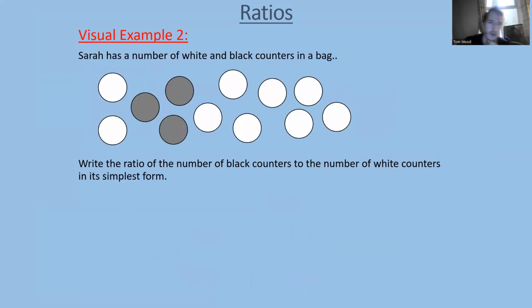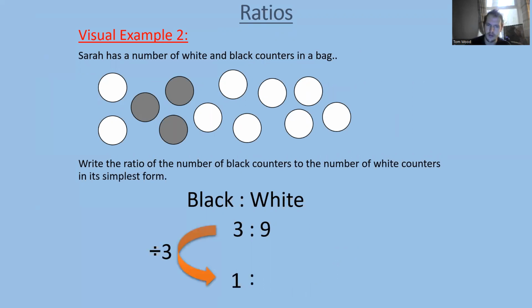So again, just another example here. Sarah has a number of white and black counters in a bag. Write the ratio for the number of black counters to the number of white counters in its simplest form. So it is black to white. So it is going to be 3 to 9. Both of these are in the 3 times table, so I can simplify that way, and I can get down to what one part is worth.